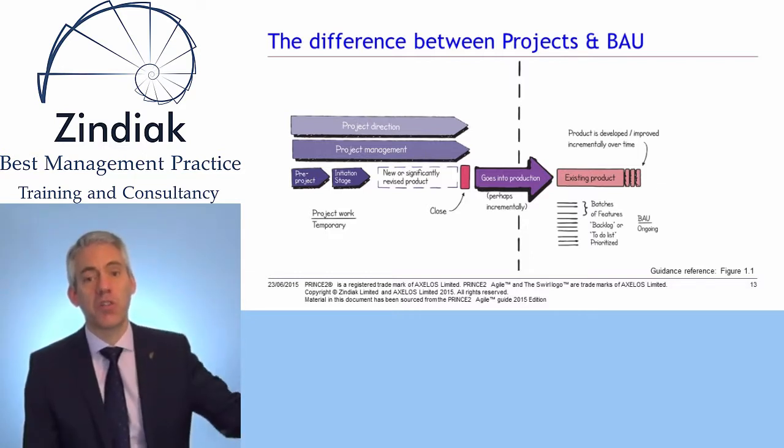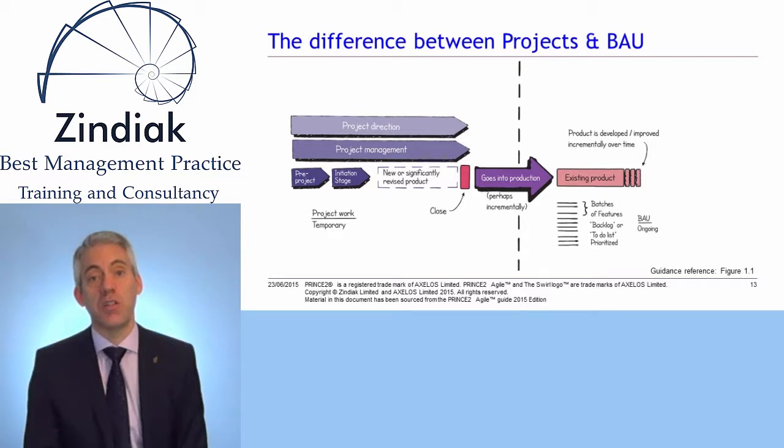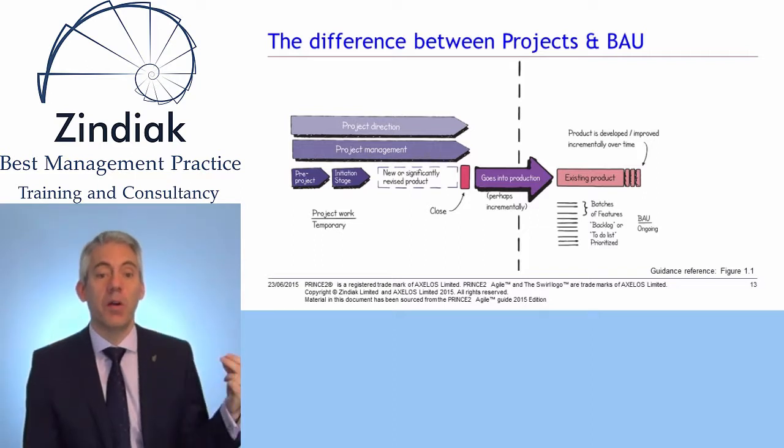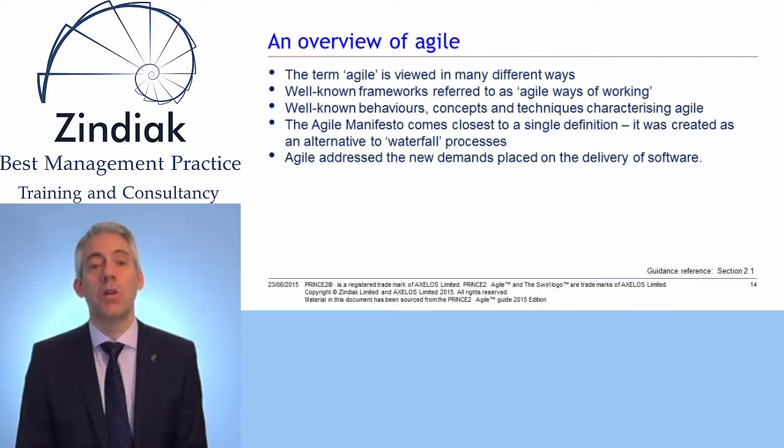And that flows through into business as usual, and it shows Agile working in business as usual as well. And that's where particularly Scrum has been particularly effective in the delivery of business as usual, but can also be used for delivery of projects. We'll now move on to an overview of Agile.